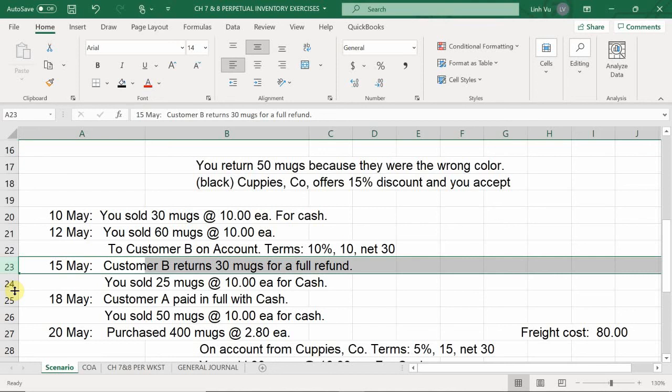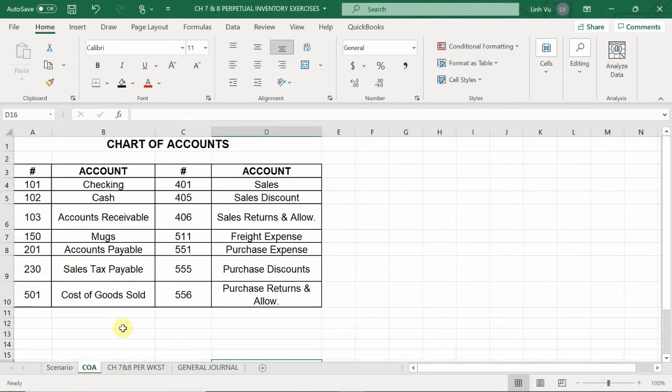Maybe they bought too many. They don't like it. It's not a good size. For whatever reason they decide to no longer have those cups, they returned 30 of them back. Okay? So how are we going to journalize this time? Let's take a look at my chart of accounts to see if we have the accounts that we need.